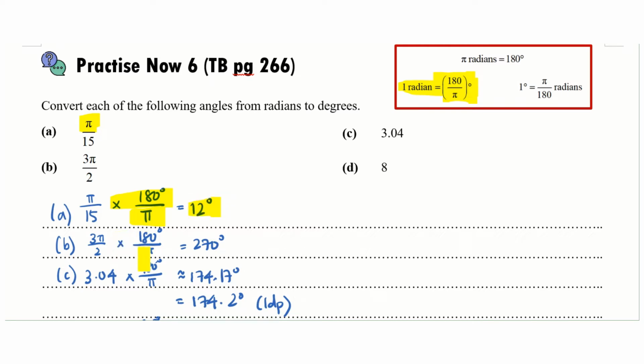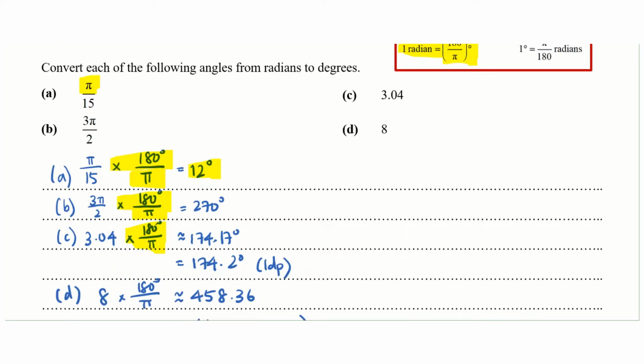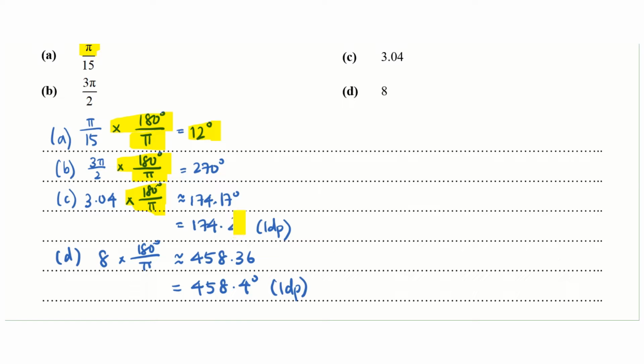We can do the same for part B as well, where we multiply by the same value. For part C and D, we have 3.04 and 8. Do realize that 3.04 and 8 are also considered as radian values, because after all, if we understand pi to be a number such as 3.1412 and so on, when we divide by 15, we eventually do get a decimal value somehow. So in part C and D, they are also radian values. So we also do the same, and when we round it to 1 decimal place because the answer is in degrees, we will get these answers.